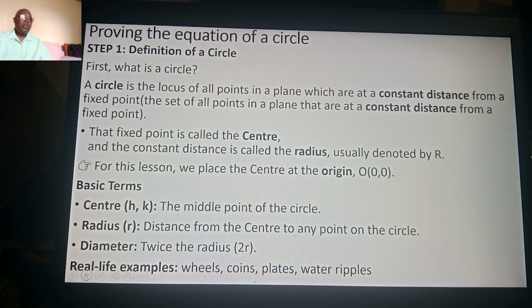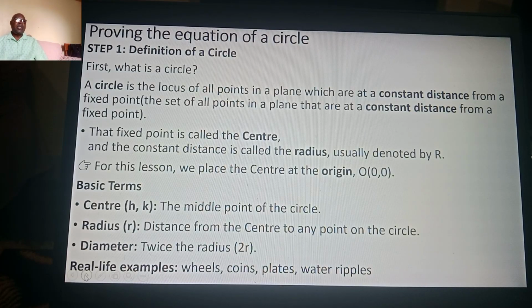Proving the equation of a circle. Step 1. Definition of a circle. First, what is a circle? A circle is the locus of all points in a plane which are at a constant distance from a fixed point. That is, the set of all points in a plane that are at a constant distance from a fixed point.